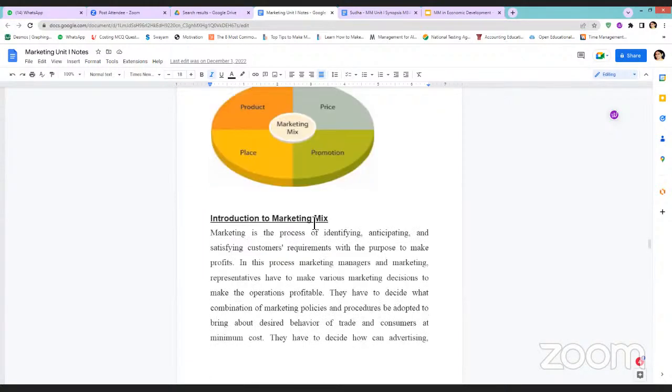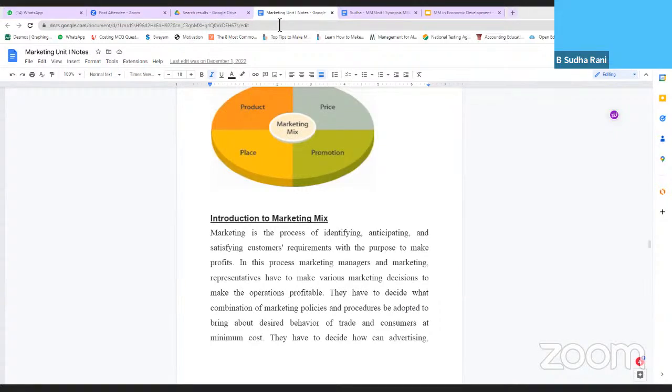Marketing mix, generally, as we discussed, marketing is a process of identifying, anticipating, and satisfying the customer requirements, right? It's what you do. It's a process. It's a function which involves the process of creating, communicating, and developing the product. So in this process, it also involves identifying, anticipating, and satisfying the customer requirements.